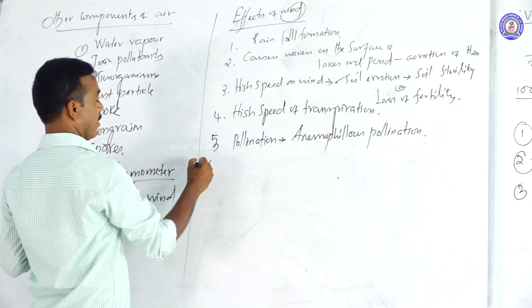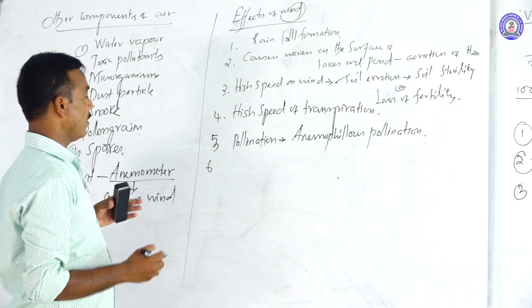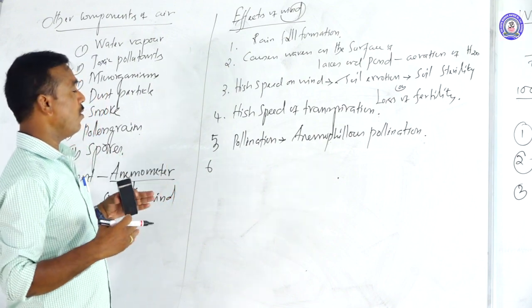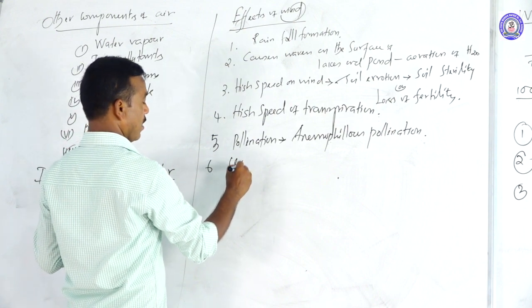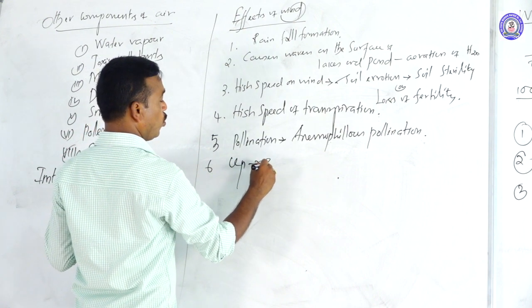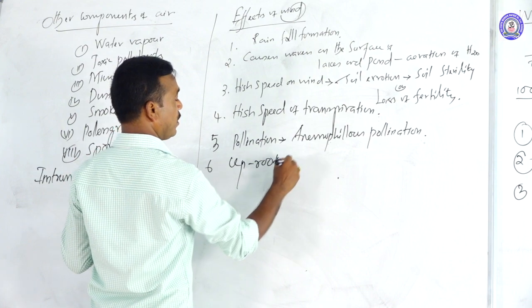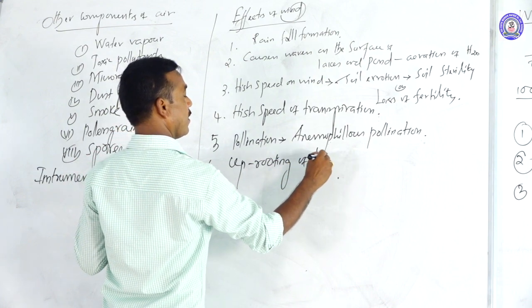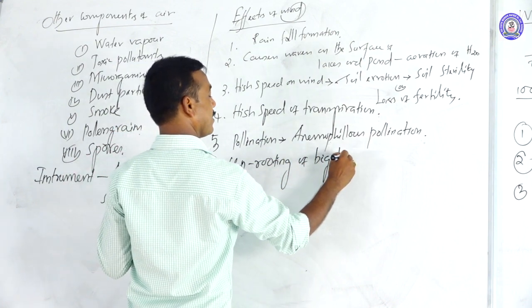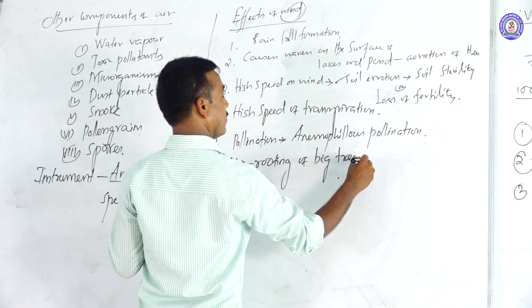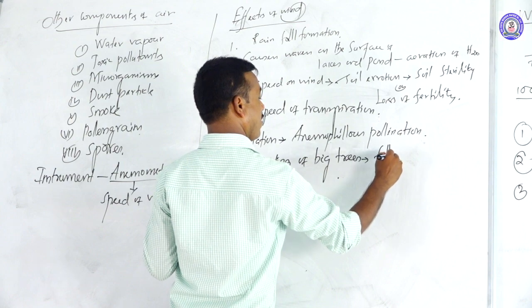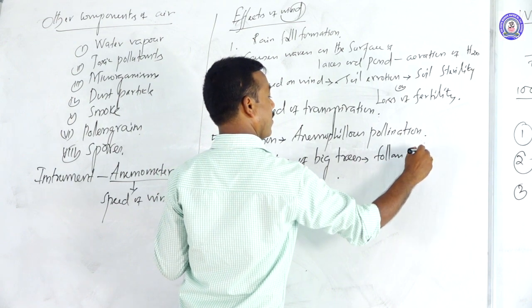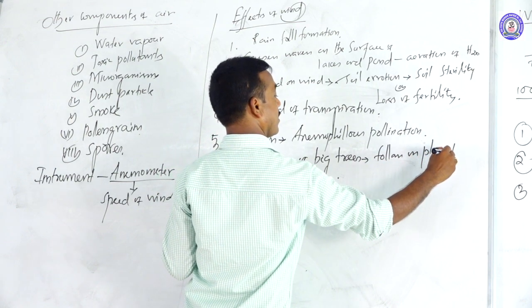The sixth one: high flow of wind results in uprooting of plants or big trees, resulting in fallen plants.